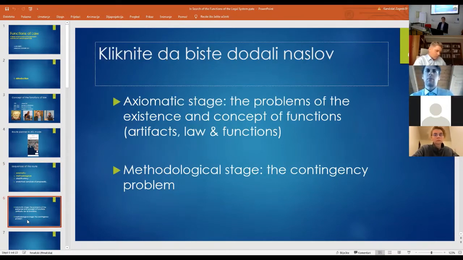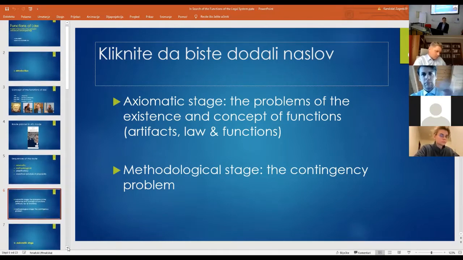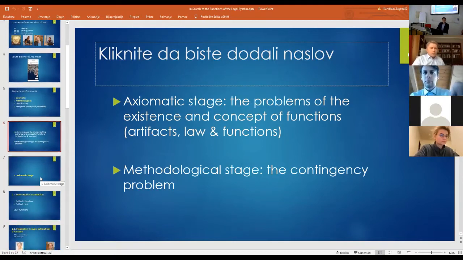So in the axiomatic stage, you will see that the problems are the problem of the existence of the function and the problem of what the function is, of having different meanings for the word function. On the methodological stage, you will see that the central problem is basically the contingency problem, and what is interesting is that artifact theory of law itself brings this problem on stage.